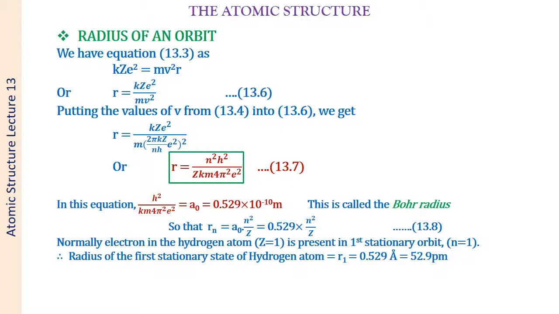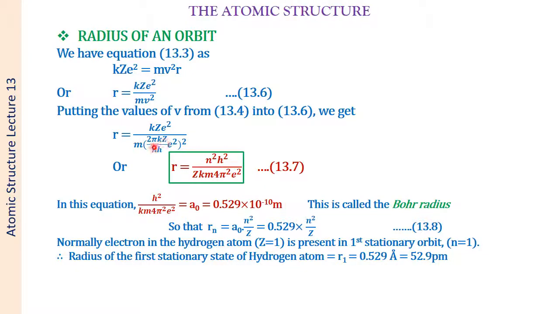So the next expression we have to get is that of the radius of an orbit. We already have the equation kZe² = mv²/r. So we can say that r is kZe² over mv². Now simply what we have to do is take the velocity value that we derived in the last slide and put it over here instead of v.